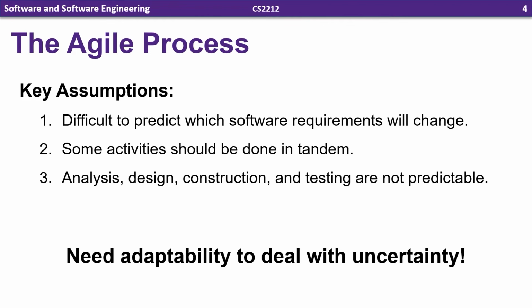The Agile process is built on three key assumptions. The first is that it's difficult to predict which software requirements will change. We may have a big list of software requirements that we gathered for the communication activity, and while we can make some educated guesses, it's hard to tell what's in the mind of the stakeholders, what requirements might change because the market changes, their needs change, or what might change because they might not be technically feasible.